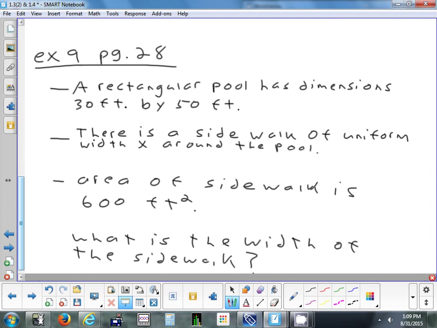Okay, next problem. Okay, it says we've got a swimming pool that has dimensions of 30 feet by 50 feet. We're going to put a sidewalk in around the swimming pool, uniform width all the way around the pool. Area of the sidewalk is going to be 600 square feet. I want to know what the width of the sidewalk is going to be.